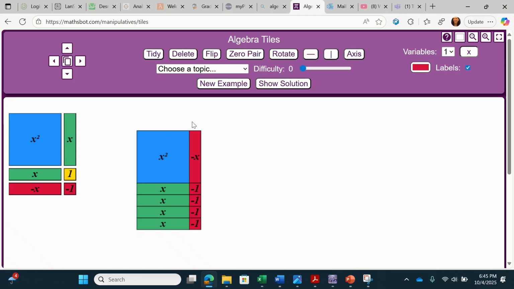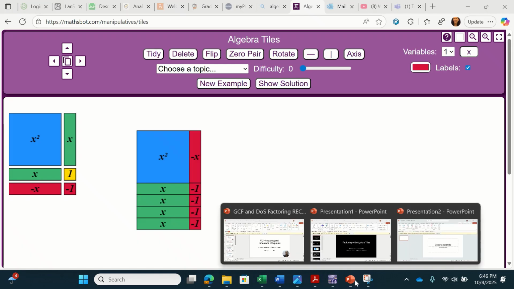Now our signs are okay. A positive times a negative gives us a negative. Positive times a negative gives us a negative, and so forth. So you need to pay attention to those signs as well. That will probably cause some hiccups at first, but just remember what you need to check for. Okay, so you need to just check the signs on that, and you might need to bring in some 0 pairs. All right, so let's go back to our PowerPoint.